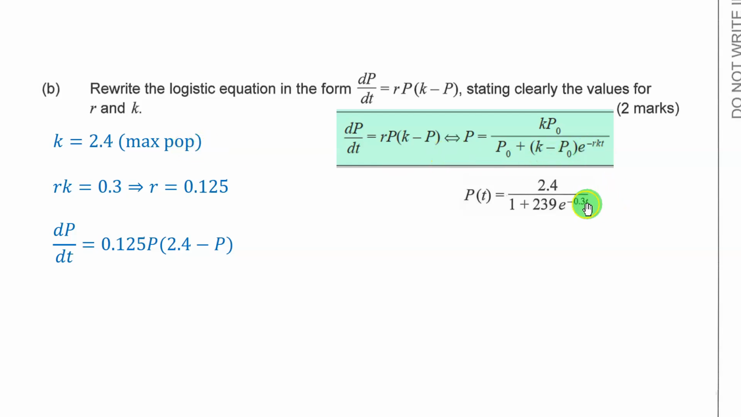And we know that the negative 0.03 is negative RK, so therefore RK is 0.3. Knowing that K is 2.4, we simply need to divide 0.3 by 2.4 on our calculators and get 0.125 or 1/8. And therefore we can rewrite the logistic equation dP/dt is equal to 1/8 of P, brackets 2.4 minus P. And there's the next 2 marks.